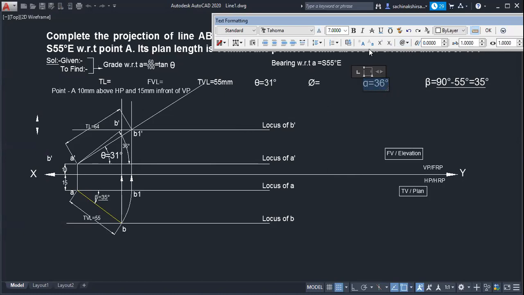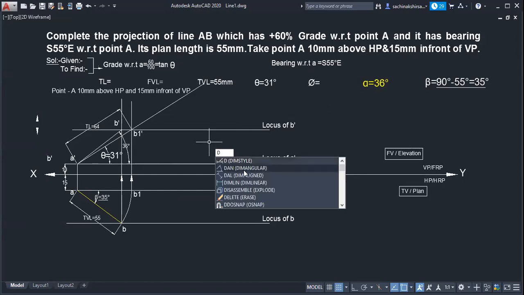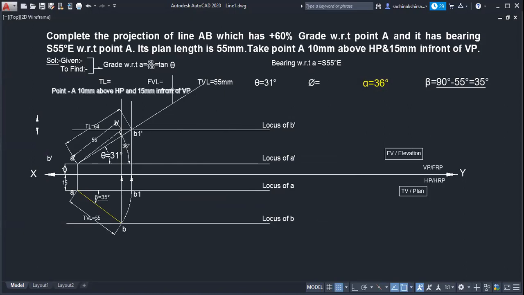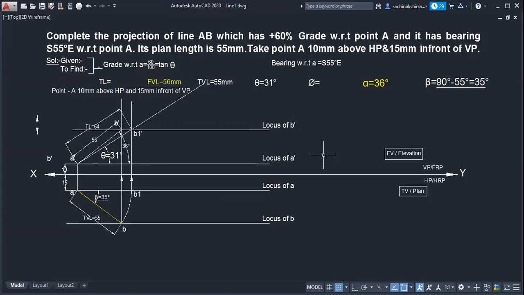Next. Roll number 36, will you tell FVL? 55. Okay. 56, sir. 56. 55 is also correct. Exact is 56. 55 I will also treat as correct. No issue. Thank you. 36, you got the correct answer.